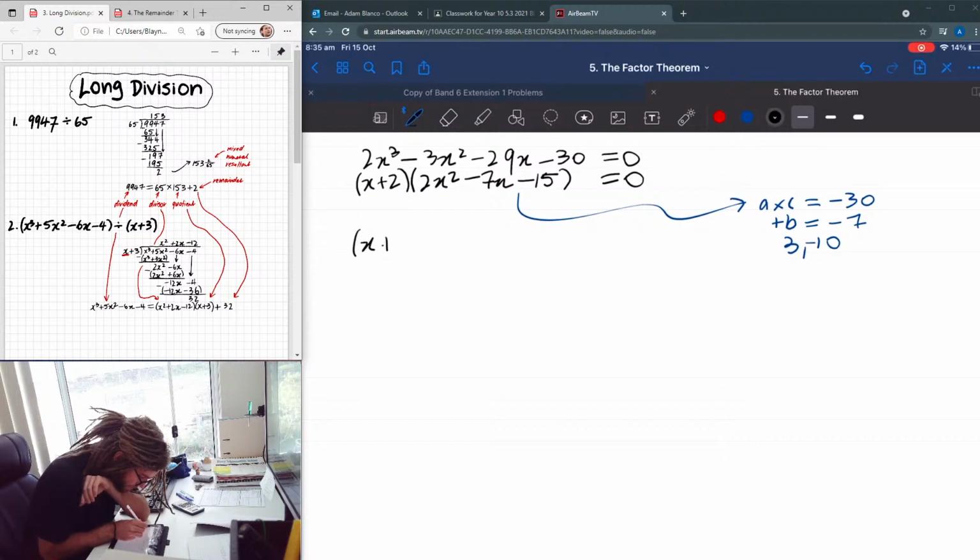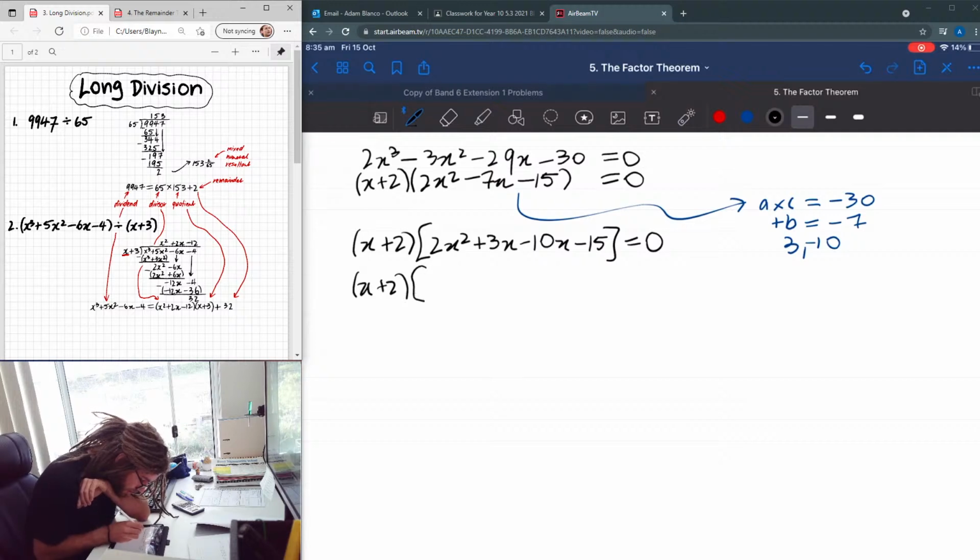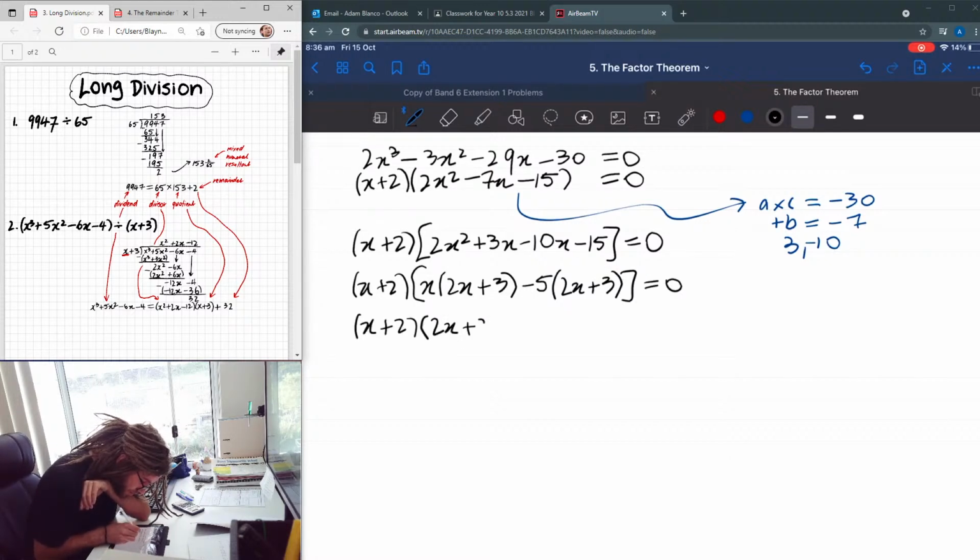So I'm going to break this up. I'm going to use big brackets: 2x squared plus 3x minus 10x minus 15. I'll put the 10 and the 15 next to each other because there's a 5 there. So I'll factorize. I can only bring an x out of that. So it's x times 2x plus 3 minus, what on earth do I bring out of this? 5. Minus 5 times 2x plus 3. Okay, good. So now I've got x plus 2, 2x plus 3, x minus 5 equals 0.